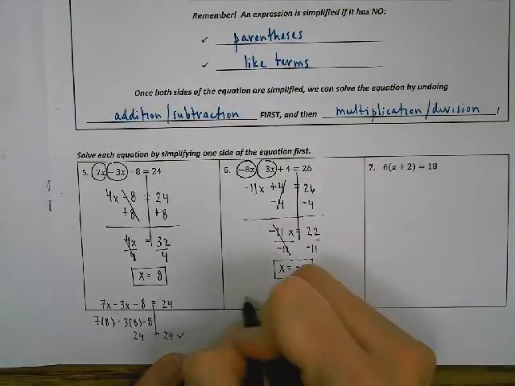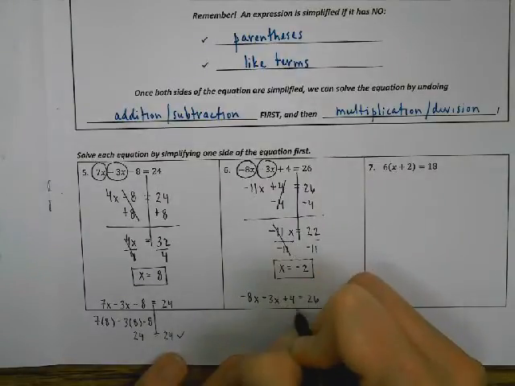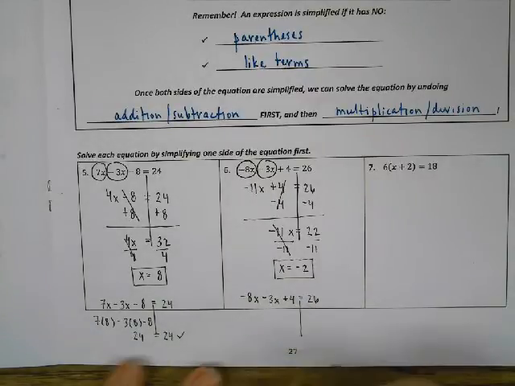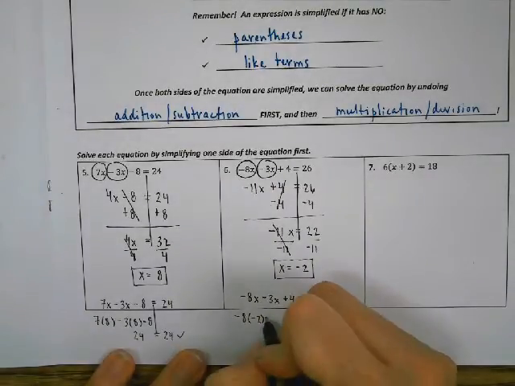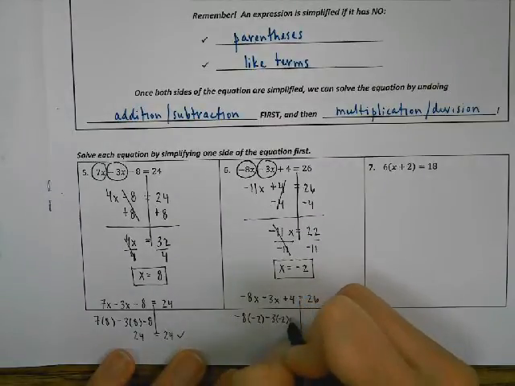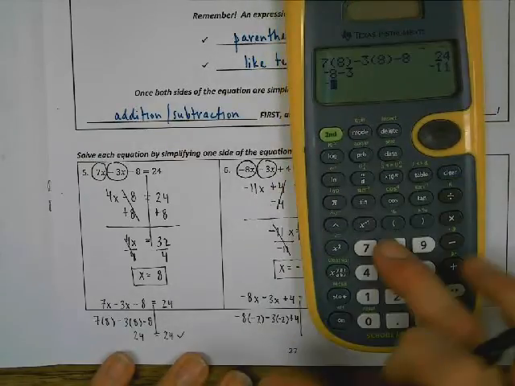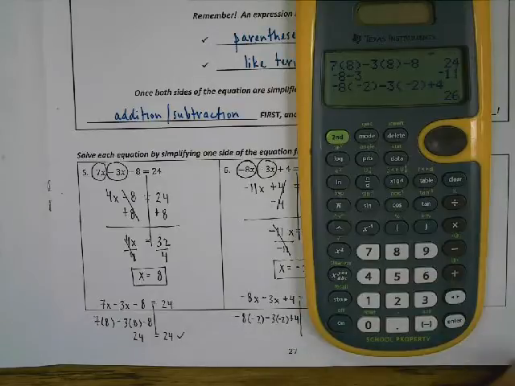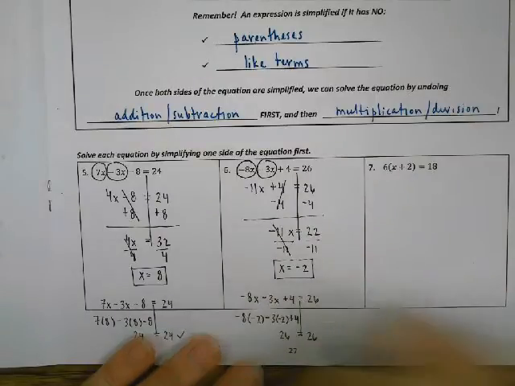And again, I'm going to check my answer. So negative 8x minus 3x plus 4 equals 26. So my hope is that when I substitute negative 2 everywhere I see an x, my answer should come out as 26. So I have negative 8 times a negative 2 minus 3 times a negative 2 plus 4. And if I go back to my calculator, negative 8 times negative 2 minus 3 times negative 2 plus 4, and we get 26. So I've got 26 on both sides.